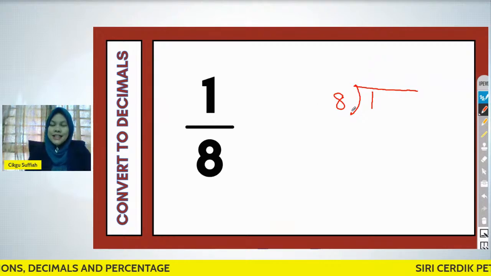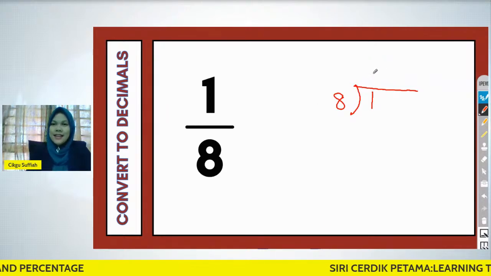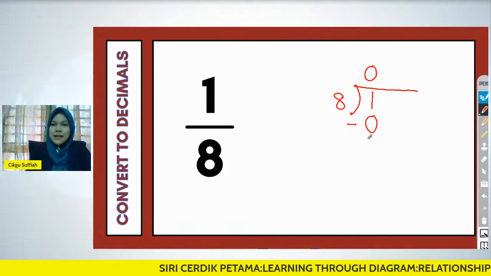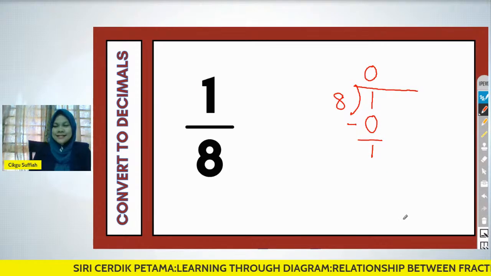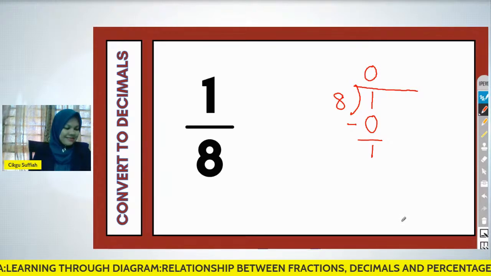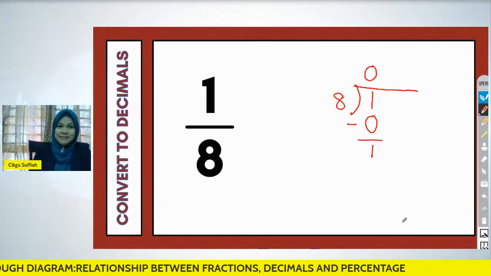Okay? So 8 times what number equals 1? 8 times 0. Put 0 here, minus 1. Right? Correct? Okay, we do it together.